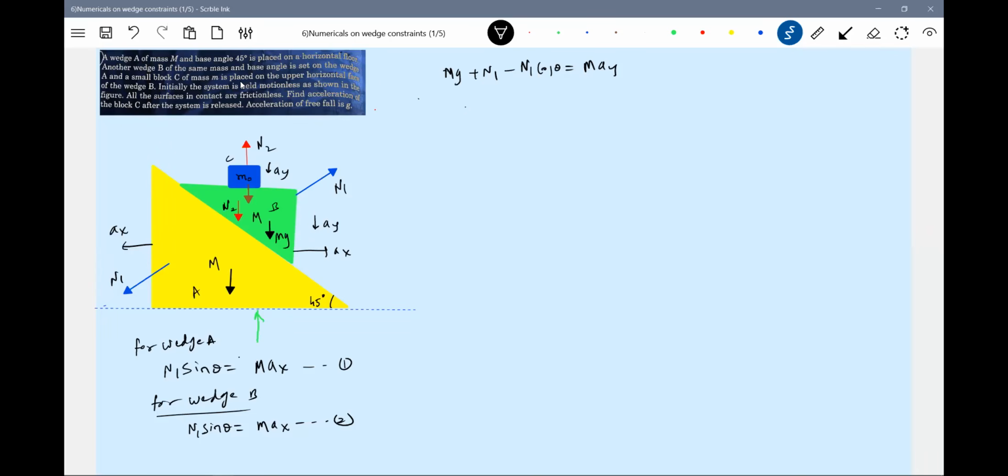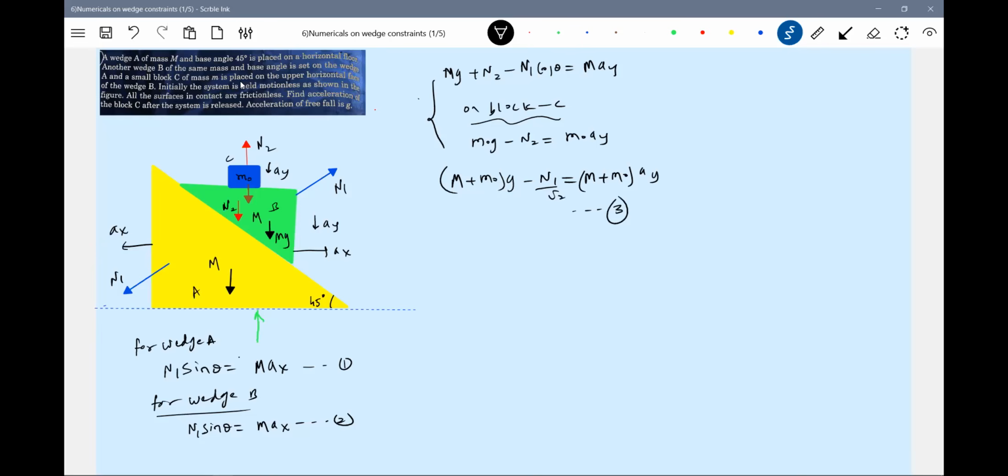Then on the block, these are the primary equations. These are the primary equations. So this will become m naught g minus N2 equal to m naught ay. Okay. Let me add up these two. I think that will be a better idea. Adding up these two, we'll make it one equation. M naught g minus N1 by root 2 equal to (m plus m naught) a1. So what I did is, I'll call this equation 3.